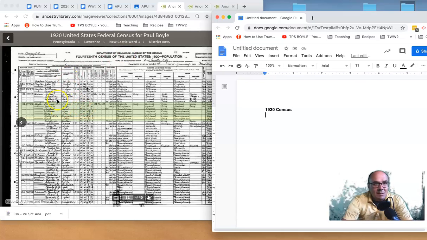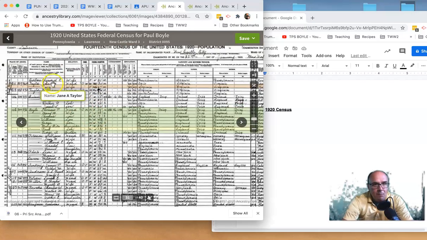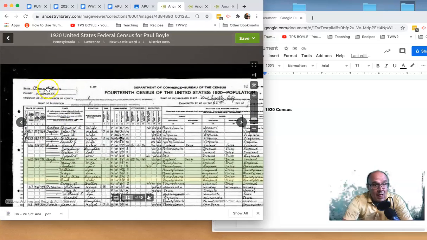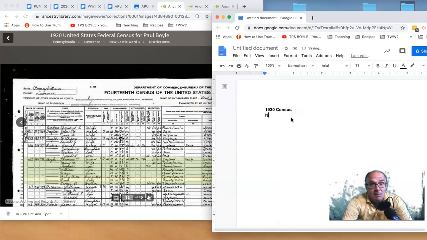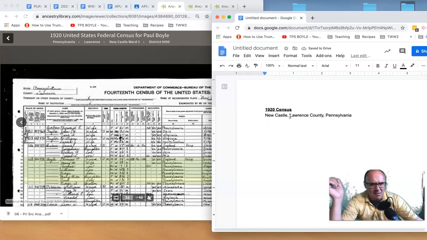So in the 1920 census, what am I looking at here? Well, I'm in the state of Pennsylvania, Lawrence County, Newcastle City. So I'm just going to make myself a note at the top that it was Newcastle, Lawrence County, Pennsylvania is where they were. Now, something that is pretty common among all of these censuses, censi? I don't know what the plural of censuses is. Censuses.